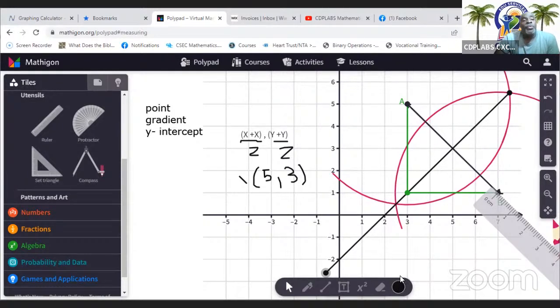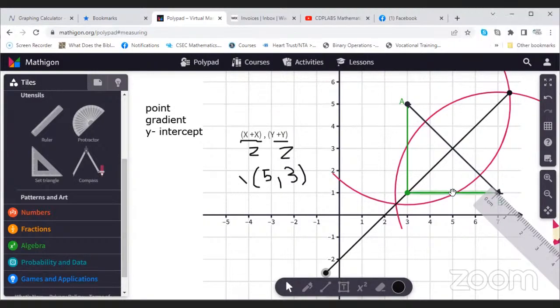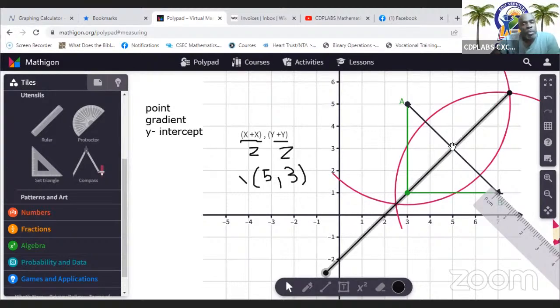Okay. Now the gradient: we have two perpendicular lines. We can find the gradient of the line using the graph again, from here to here. What's the difference between 3 and 5? 2. And the difference between 1 and 3? 2. So 2 divided by 2 is what? 1. So again, the gradient is 1.